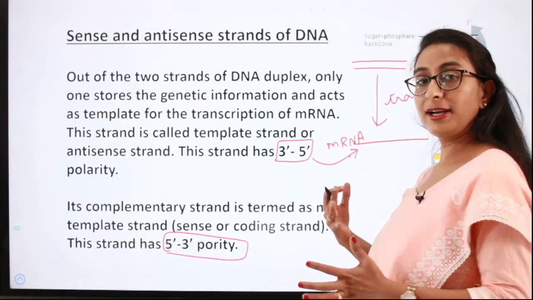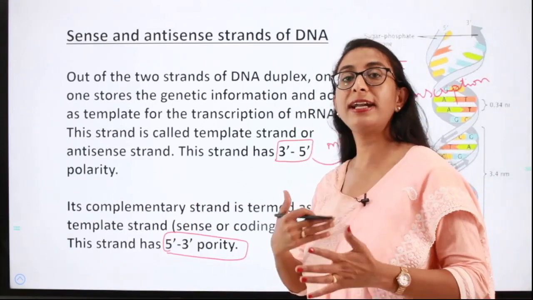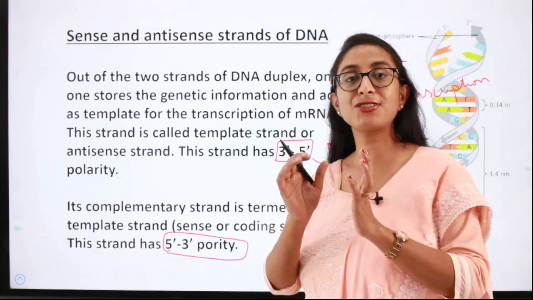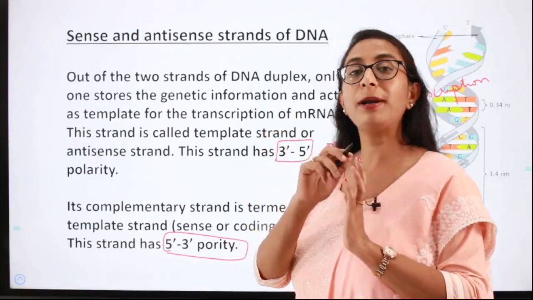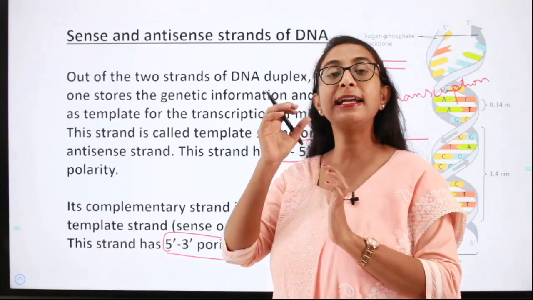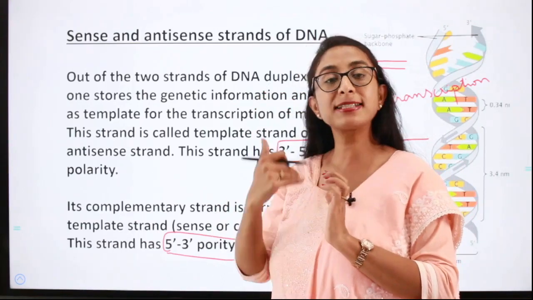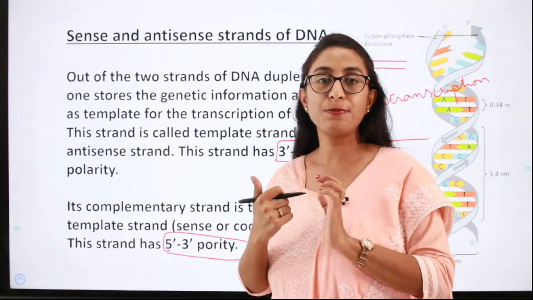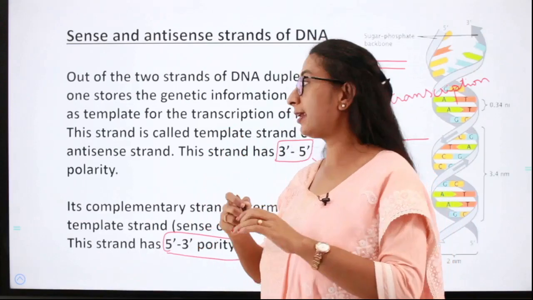Okay. So did you understand the meaning of sense strand and antisense strand? The antisense strand has a polarity of 3' to 5', and it is this strand which contains the genetic information, and it is this strand which gets transcribed during transcription and gets converted to mRNA.